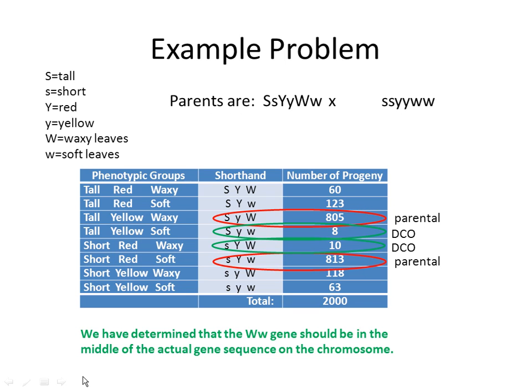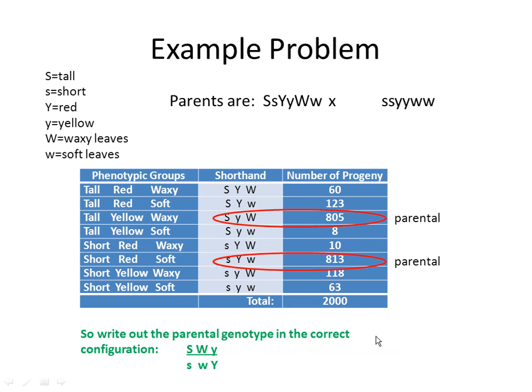So here's our example problem again, and you remember that we have determined that the W gene should be in the middle of the actual gene sequence on the actual chromosome. And we did that by comparing our parental groups with our double crossover groups. So you remember that W was in the middle, so what I would suggest you do is look at your parentals and rewrite the parental genotype in the right configuration. So big S, big W, little y, so putting this back in the correct order. And then on the other chromosome, on the other homolog, little s, little w, big Y.